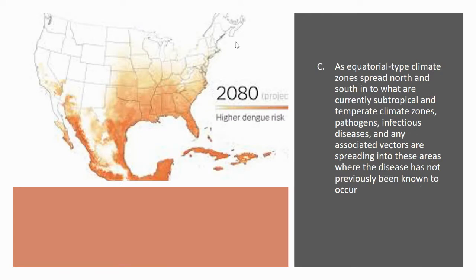Now, another piece of information we need to understand when talking about the spread of diseases is that as equatorial type climate zones spread north and south into what are currently subtropical and temperate climate zones, those pathogens and infectious diseases are usually associated with a vector of some sort. So, most likely smaller organisms, such as mosquitoes, that are going to help spread that disease into that area, which has not necessarily had that disease there before.